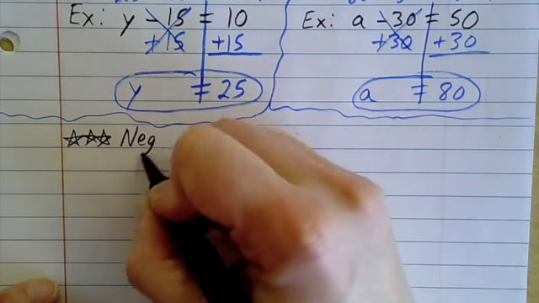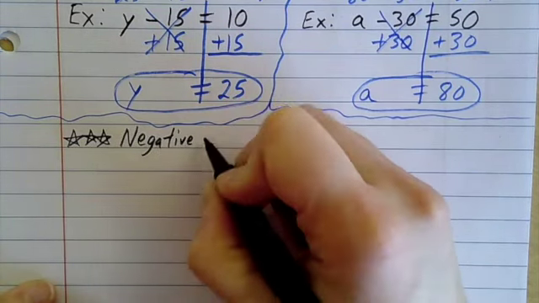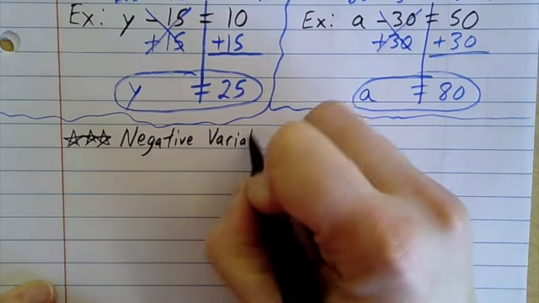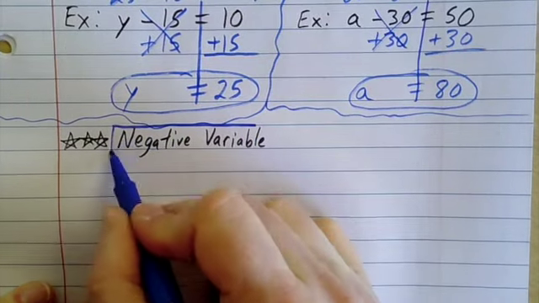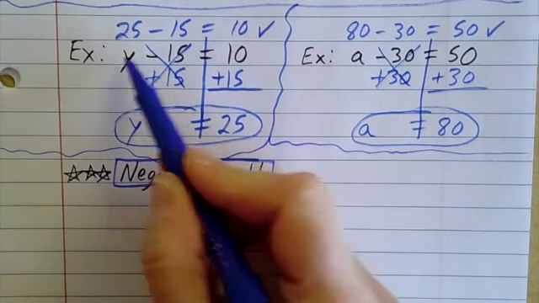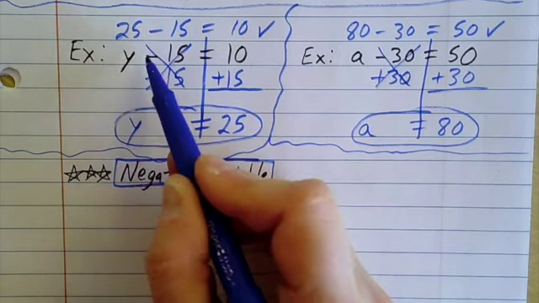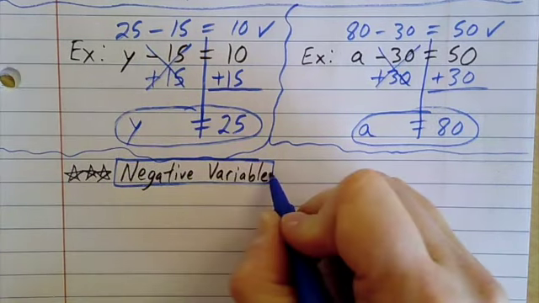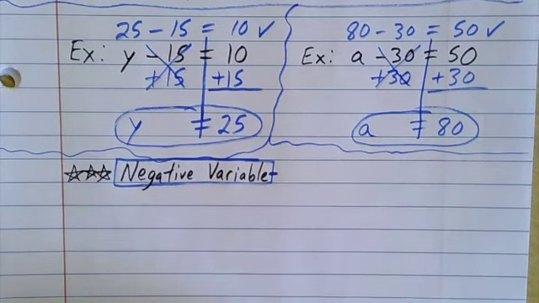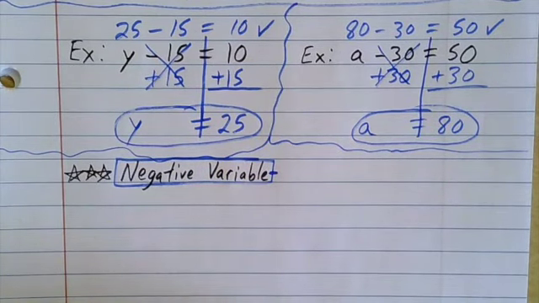A negative variable. You don't want a negative variable. What I mean by that is these were y minus 15, but if it was like 15 minus y, you see a minus y, that would be a negative variable. So how do I get rid of a negative variable? We're going to keep it positive by adding the variable to the other side.